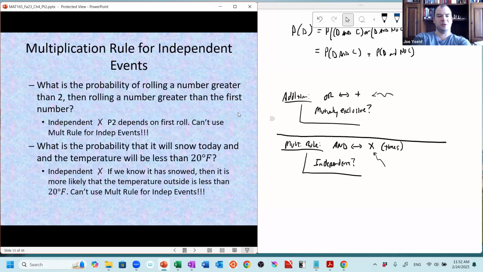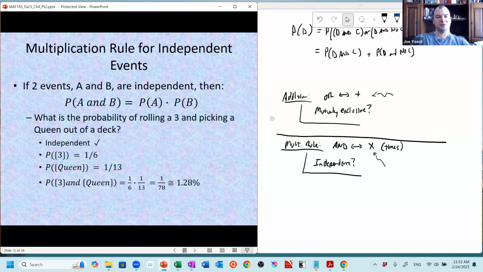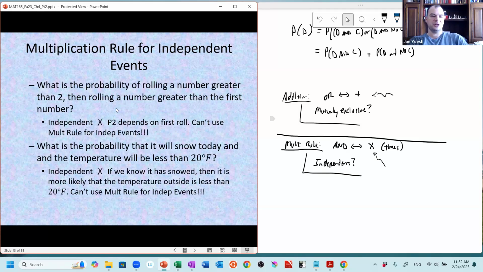We might ask a question like, what's the probability of rolling a number greater than 2, then rolling a number greater than the first number? These are two events: rolling a number greater than 2, and rolling a number greater than the first number. We would like to use our multiplication rule because these are really connected with an "and." I mean, this says "then," but really this is rolling a number greater than 2 on the first roll and rolling a number greater than the first number on the second roll. It's really an "and" connecting the two.